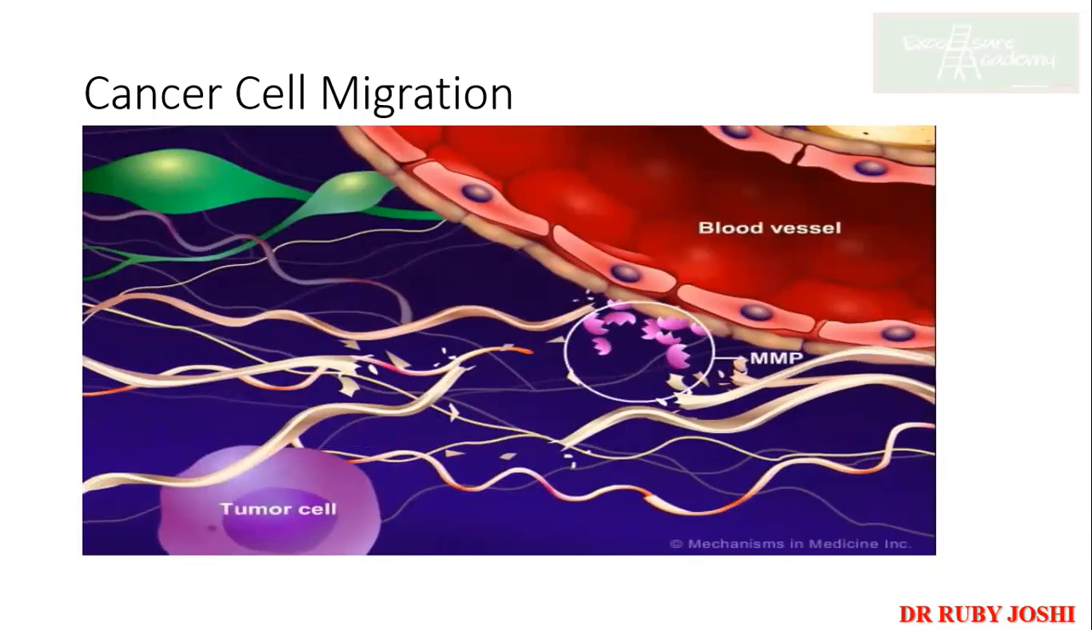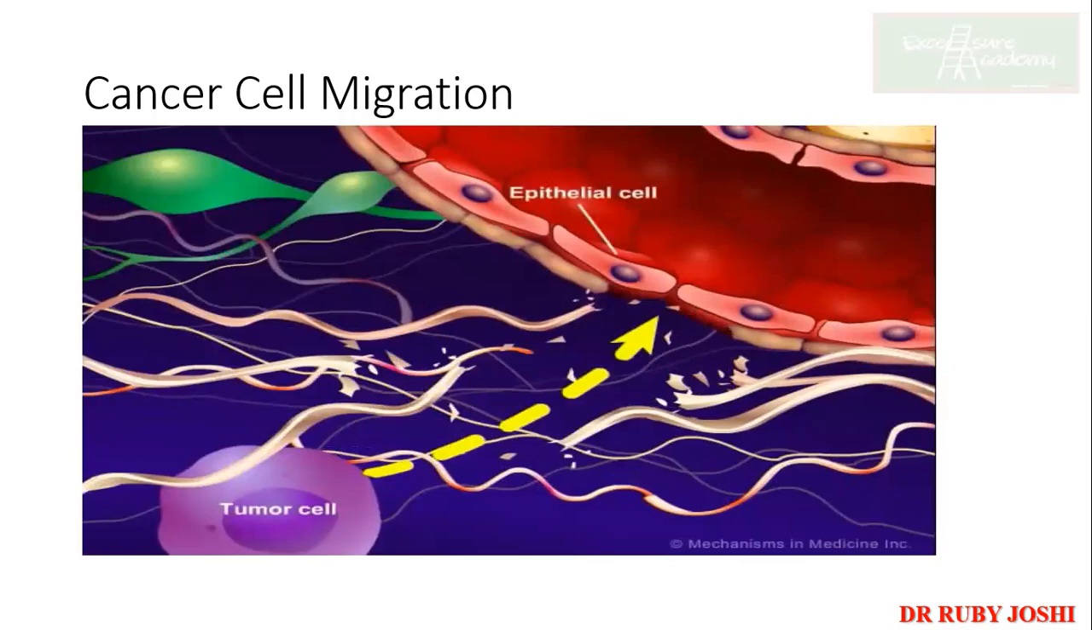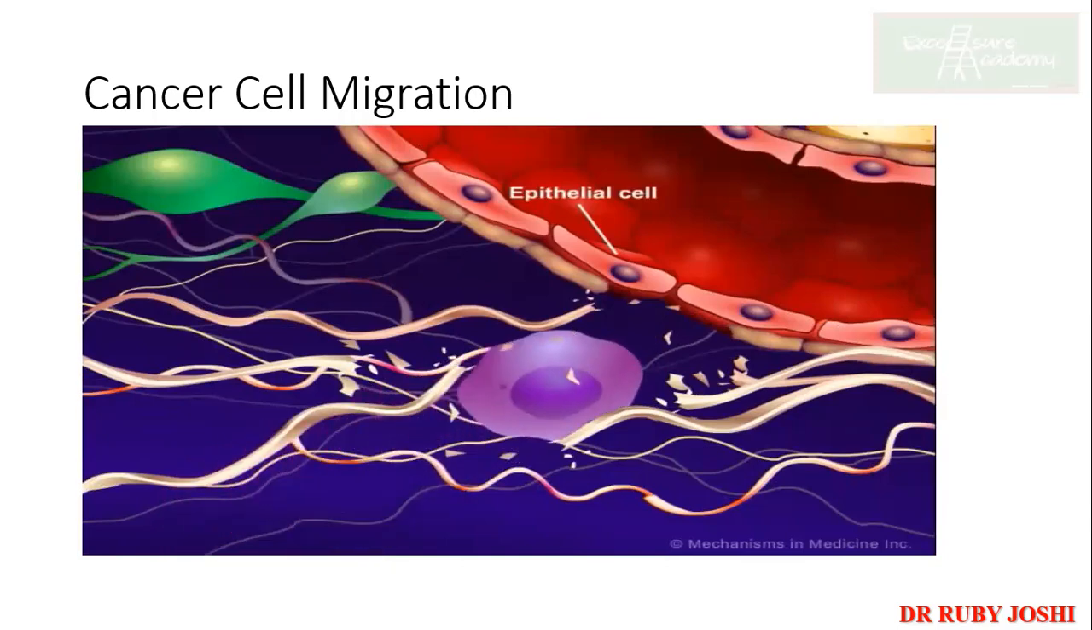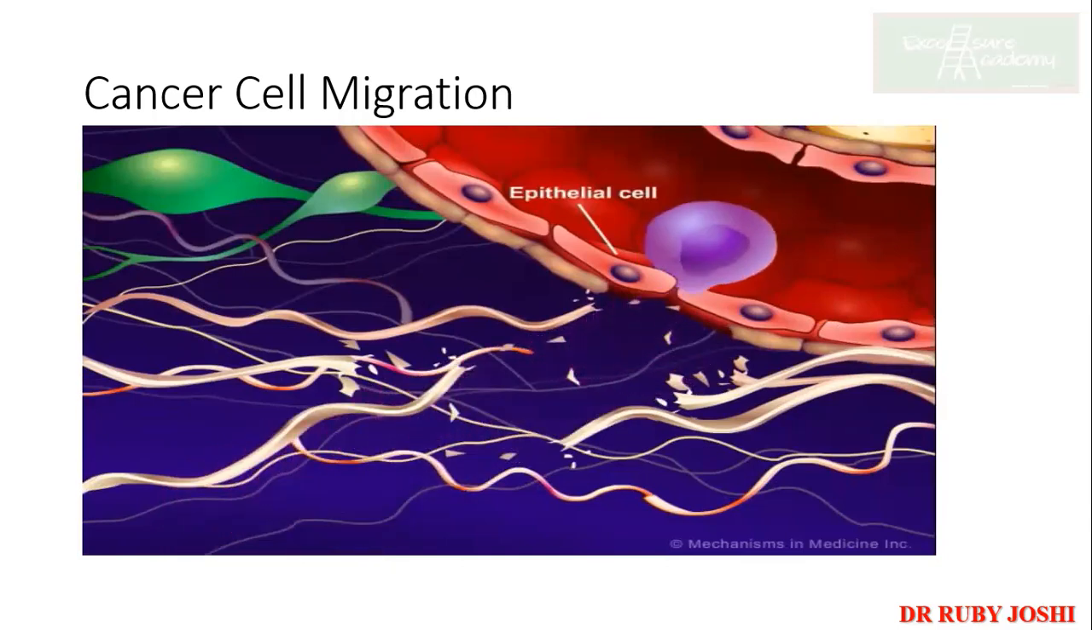When the MMPs reach the vessel, they break down the basement membrane surrounding the vessel through enzymatic action, opening access to the epithelial cells lining the vessel. Tumor cells can then migrate into the blood and lymph by entering through the tight junctions of the epithelial cells. The tumor cells are then transported through the blood and lymph to other tissues.